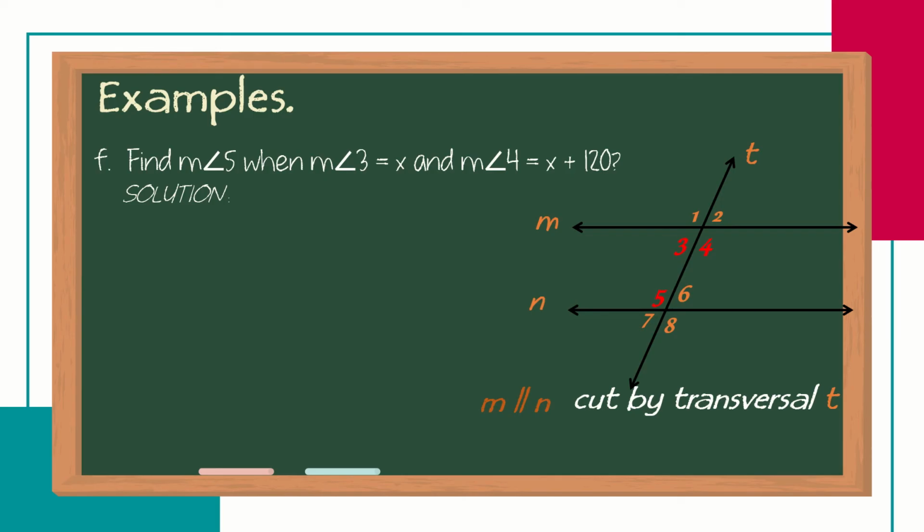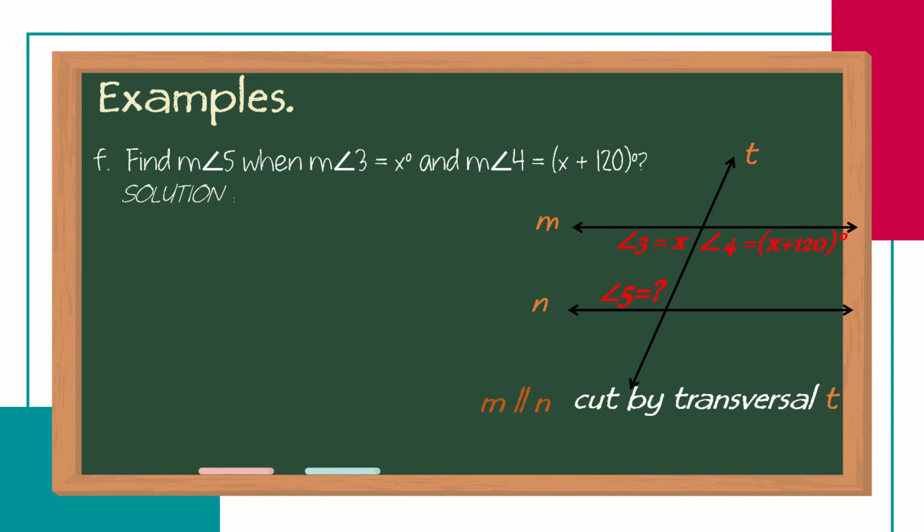For our solution, let us first solve for the value of x. For you to better visualize and understand the given problem, let us write the given onto the illustration. Angle 3 is equal to x, angle 4 is equal to x plus 120, and angle 5 is unknown.